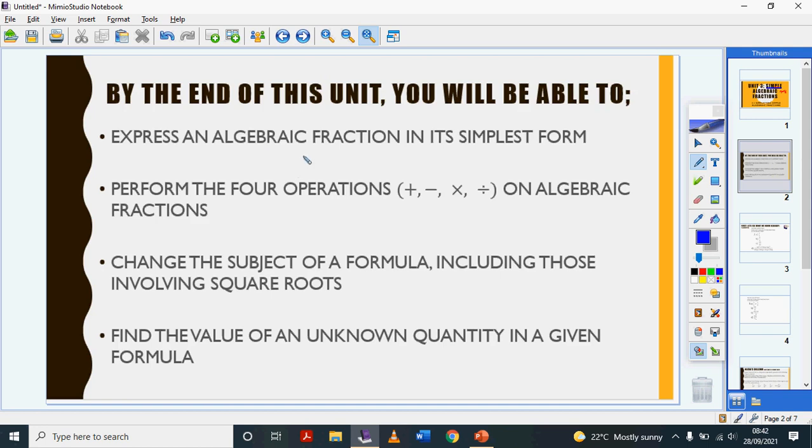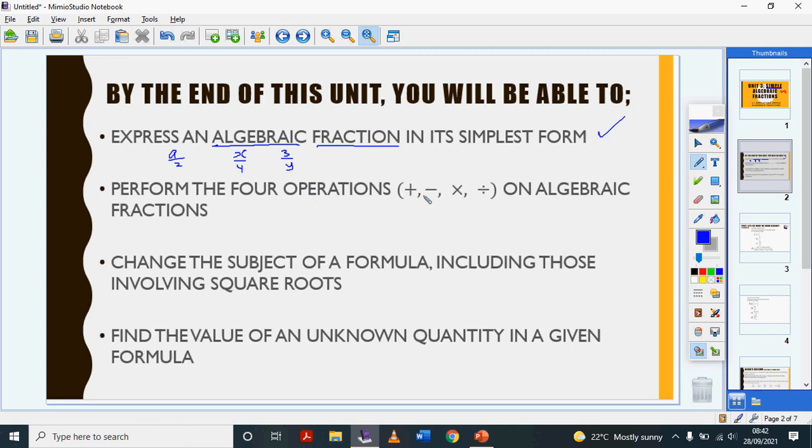Number one, you should be able to express an algebraic fraction, and when you see these words, please don't get scared. Algebraic fraction simply means a fraction that has a letter. So like a over 2, that's an algebraic fraction. x over 4, that's an algebraic fraction. 3 over y, so just a fraction that has a letter. And what we'll be doing is trying to express them in their simplest form.